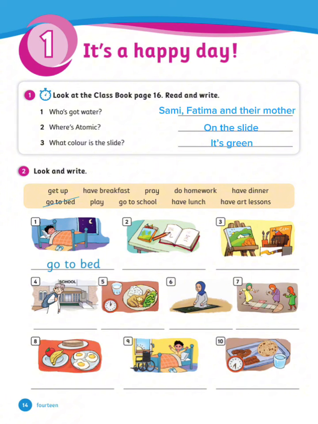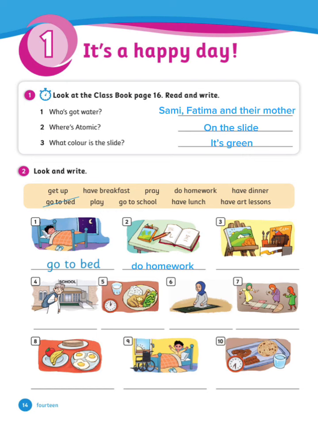Exercise number 2. Look and write. Look at these pictures. Write down the correct sentence using the sentences in the box above. Number 1 is done for you. Go to bed. Number 2, do homework.